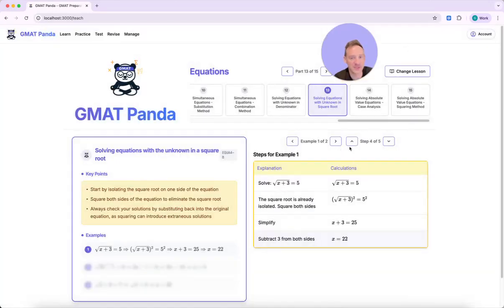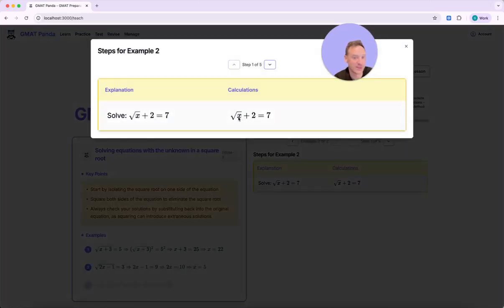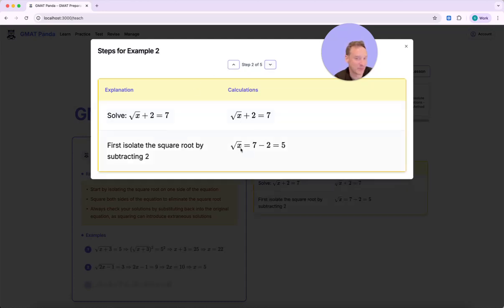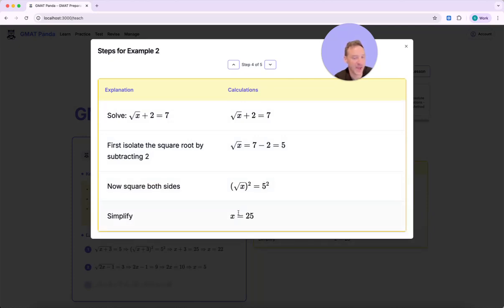What happens when, well, the square root is not on its own? Here we have to be a little bit careful, because if we square both sides of this, well, you can try it yourself, you'll have a cross product that appears, and you won't be able to get rid of the square root. So what you need to do first is isolate the square root of x. So we do that by subtracting 2 on both sides, and then we square the result of that. So we're left with x equals 5 squared, which is 25.